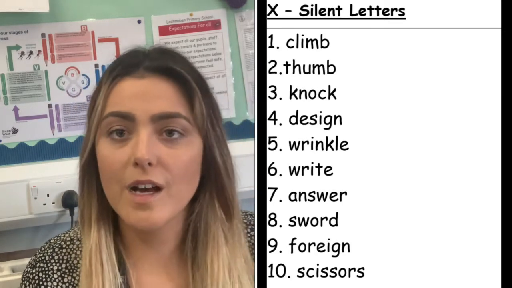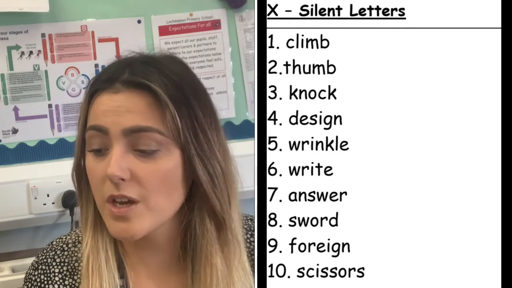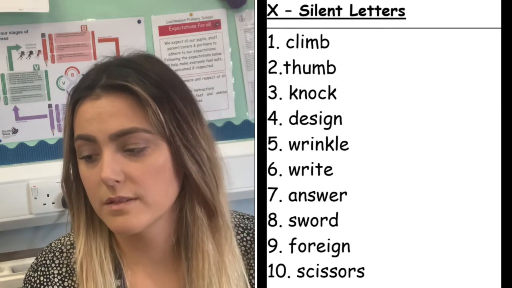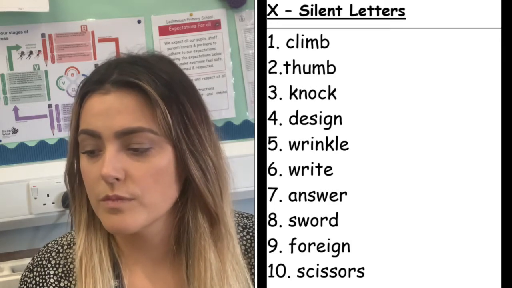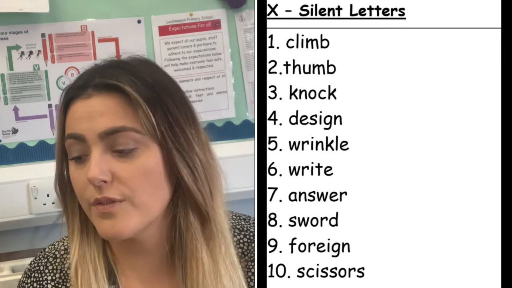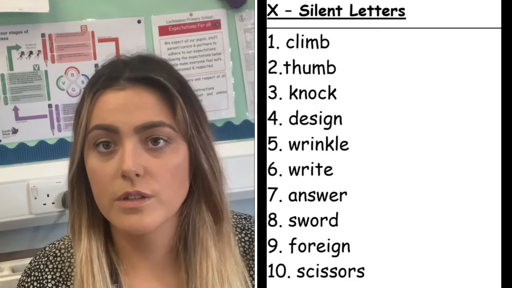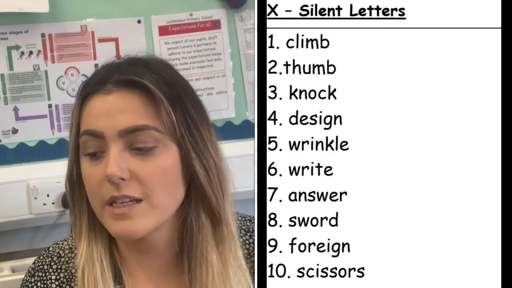Then we've got wrinkle, so think about the silent letter in that. That's just a silent W, same with right. Then we've got answer. So what's our silent letter there? So is that W? So if you took that out, it wouldn't change how the word sounded. Then we've got sword. Think about that one. Again, that is our silent W.